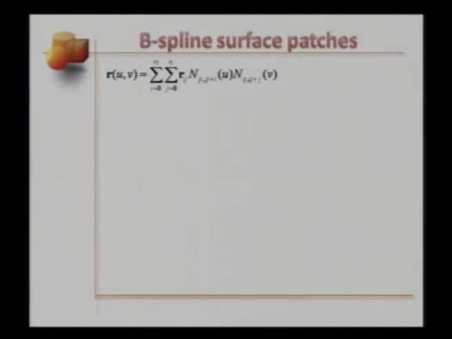Finally, we come to B-spline surface patches. The mathematical expression is given by R of u and v is equal to summation i going from 0 to m, j going from 0 to n of Rij times N_{p+i}^p as a function of u times N_{q+j}^q as a function of v. What have we done here? We have simply replaced the Bernstein polynomials in the Bézier surface patch with the corresponding B-spline basis functions.